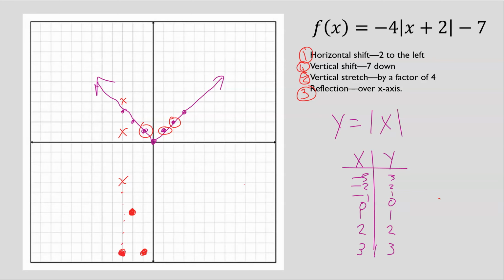Okay, erase all my little intermediate markings just so that it's nice and clean. And connect the dots. Notice it's still going to be sort of a V shape. The shape doesn't really change other than the fact that it's stretched now, right? So it's skinnier than it used to be and taller than it used to be. But it certainly got flipped upside down, which is what I expected. Looks like it moved over and down, which is what I expected.